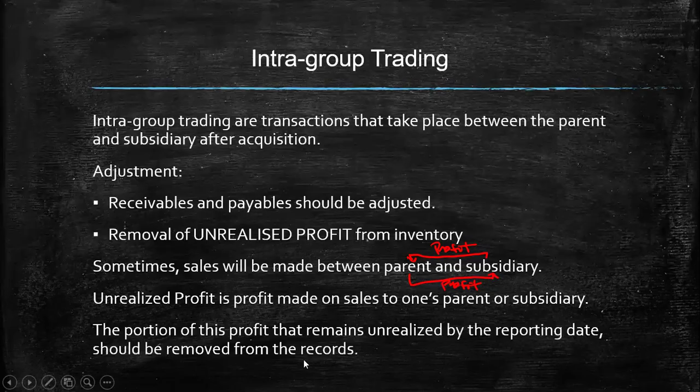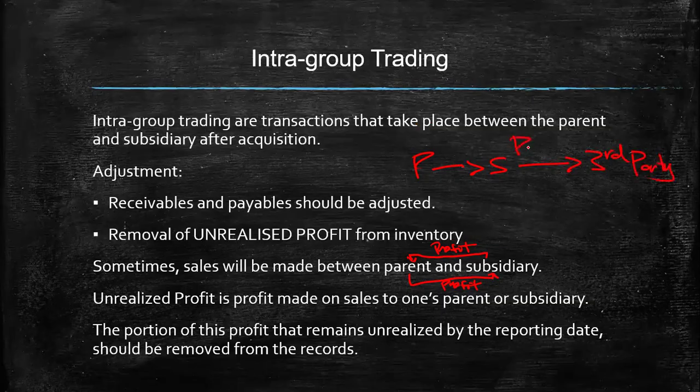The portion of this profit that remains unrealized by the reporting date should be removed from the records, right? So what happens is, when parent sells to subsidiary, for example, now the parent has made a profit on these goods. Now, when the subsidiary sells these goods to a third party, that is when the profit on these goods is finally realized. That is when the profit on these goods has finally been made.